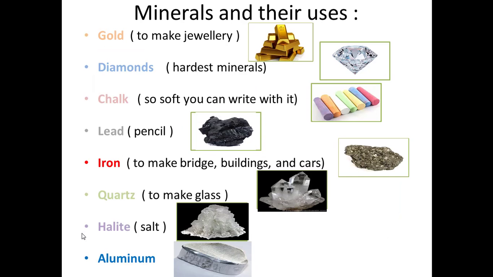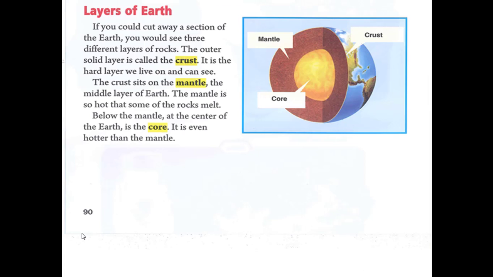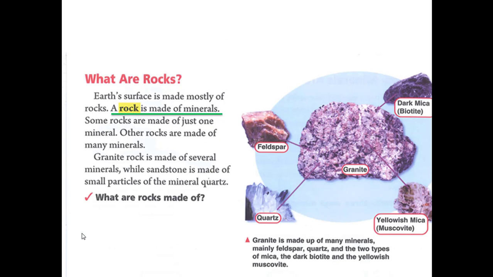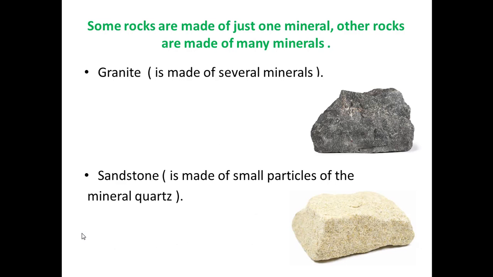After that, we studied what? Yes. After that, we studied rock. What's rock? Guys, some rocks are made of just one mineral, and other rocks are made of many minerals. Like granite. This one is a granite. Granite is made of several minerals. But sandstone is made of small particles of the mineral quartz, meaning one type of mineral. So this one is made of several minerals, and this one is made of one type of mineral.